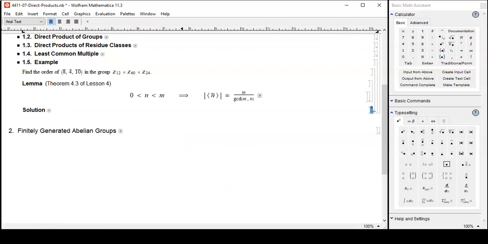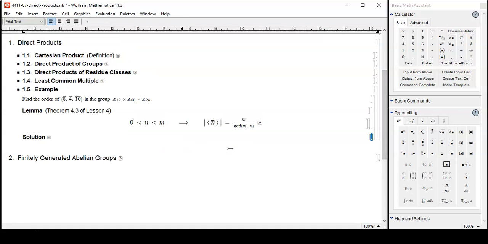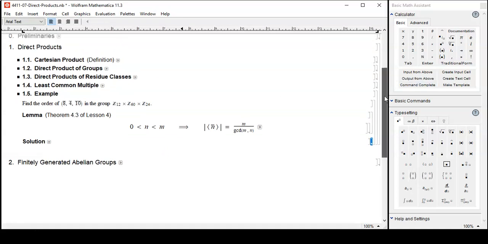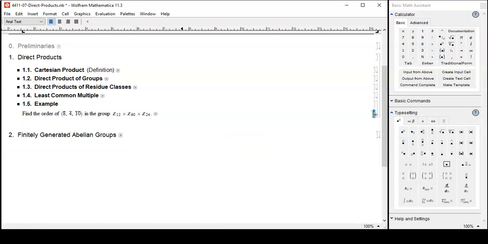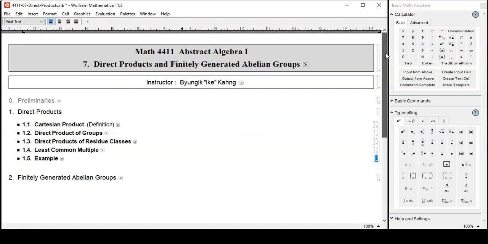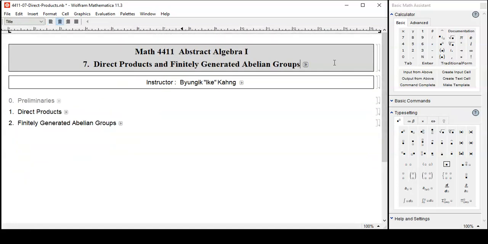Now, as for the proof of this lemma, no, I take it back. I'm not going to even do it as an optional video. We did it already in lesson 4, theorem 4.3. So I'll simply ask you to go back and review lesson 4. Just remember the result. And this is going to be very, very useful in these kinds of computation problems. Okay, all right. So much for section 1 of this notebook.